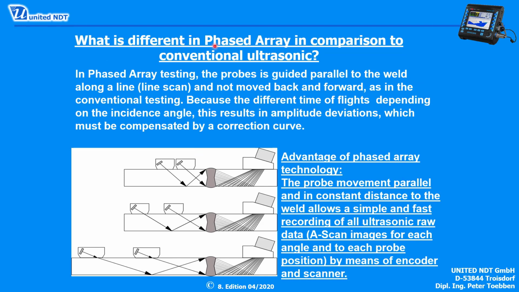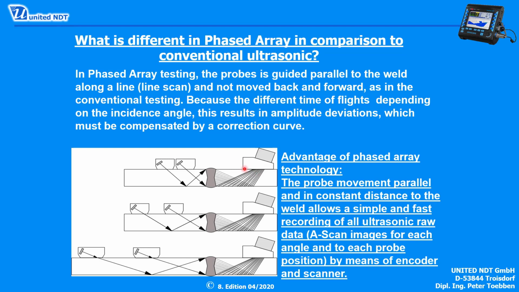So again, what is different in phased array in comparison to conventional ultrasonics? In phased array testing, the probe is guided parallel to the weld along a line. It's the so-called line scan, and it's not moved back and forward as in conventional inspection. You see here in the picture, you move this backward and forward, and then you go further along the weld and inspect it. But it's not required when you use the phased array probe.